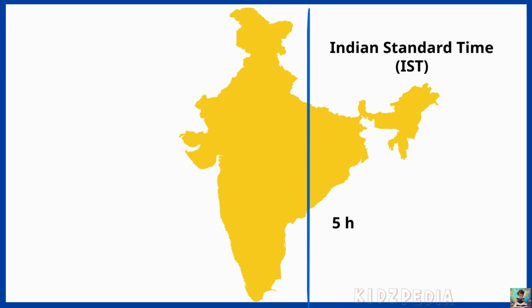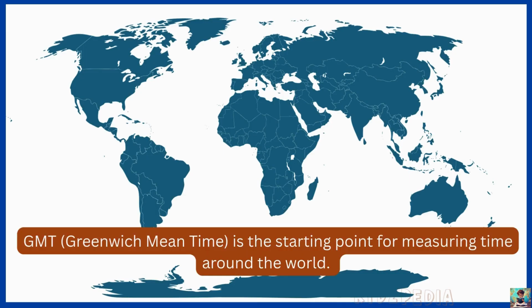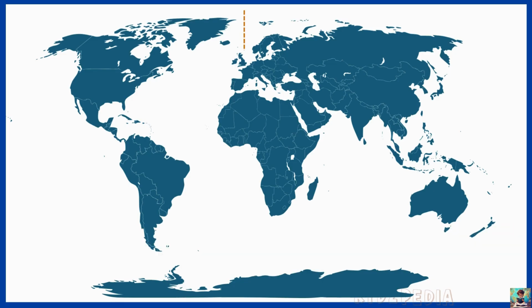IST is 5 hours and 30 minutes ahead of Greenwich Mean Time, that is GMT. This can be written as GMT plus 5:30. So, if it's 12 noon in Greenwich, England, it is 5:30 p.m. in India. So, what is GMT? GMT is Greenwich Mean Time, which is the starting point for measuring time around the world. It is the local time at the prime meridian, that is 0 degree longitude in Greenwich, London.